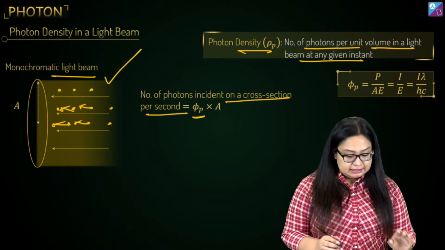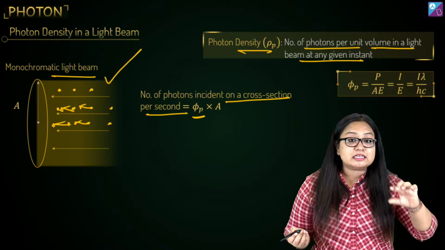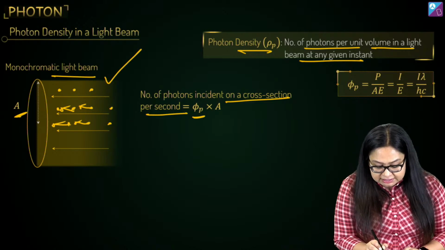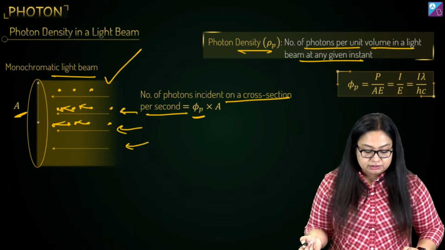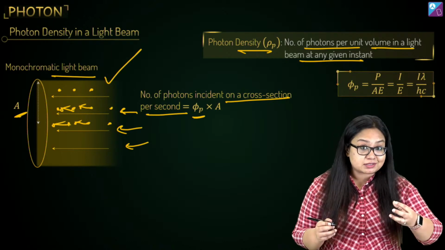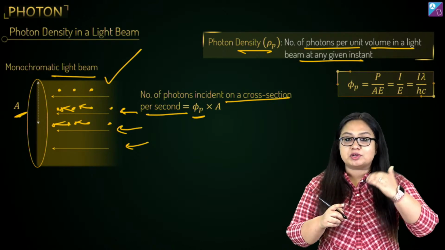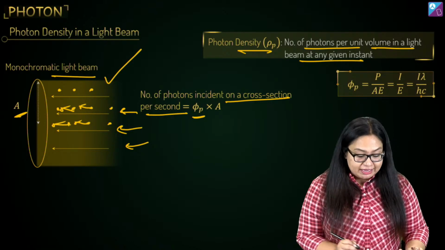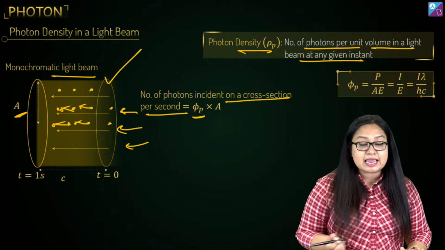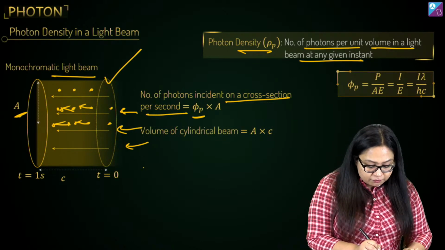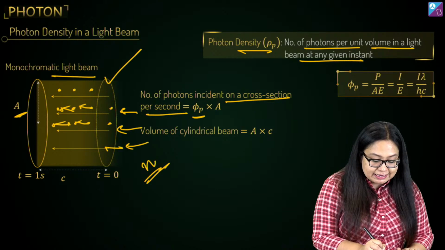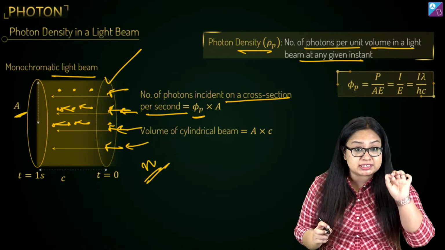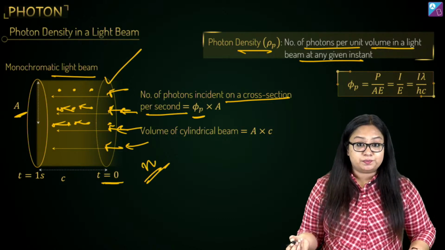Then I can say that in this area, in this beam of light, A is the cross-sectional area, and so the number of photons that are incident on a cross-section will be equal to how much? Photon flux into area, right? That will give me number of photons per second. Okay, I know that. So now I can define this cross-sectional area and I can say that, say, these n number of photons were incident or were passing through this cross-sectional area at t equal to 0, right?